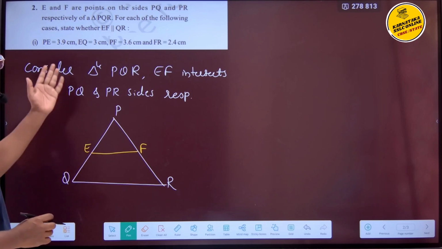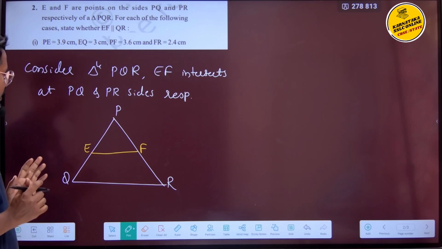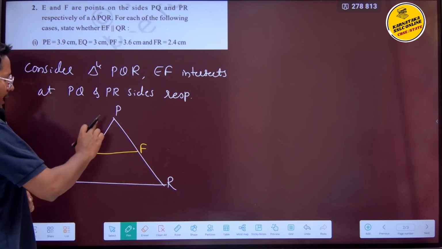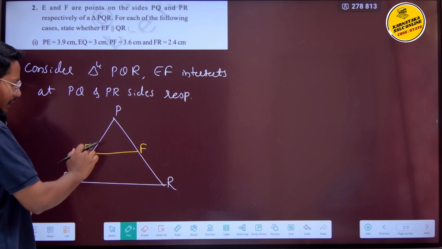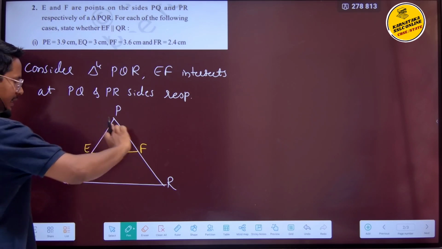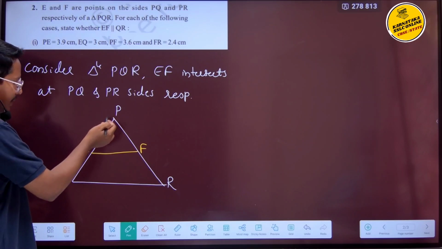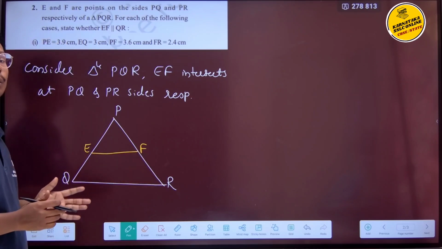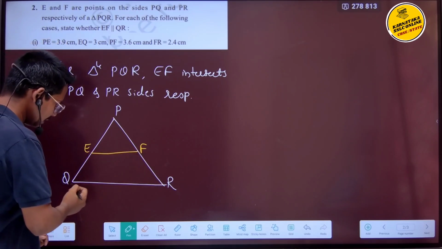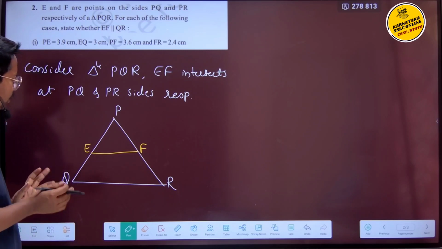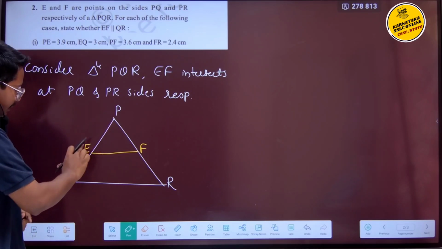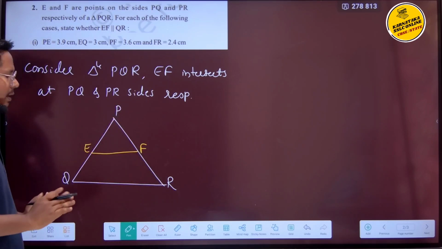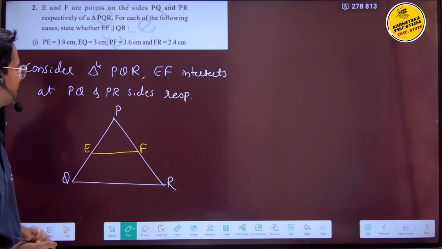For that we will make use of a condition. As per the converse of BPT, if you are able to show that this line divides the intersecting sides in the same ratio, I mean PE by EQ is equal to PF by FR, I can say by converse of BPT that EF is parallel to QR. So we first find the ratio of PE by EQ separately and also PF by FR. If the ratios are the same, I can say EF is parallel to QR.